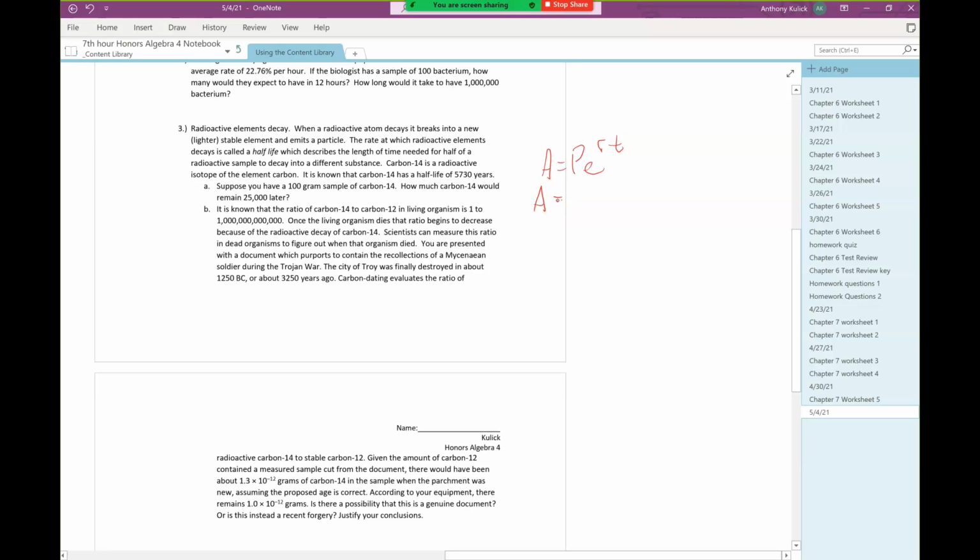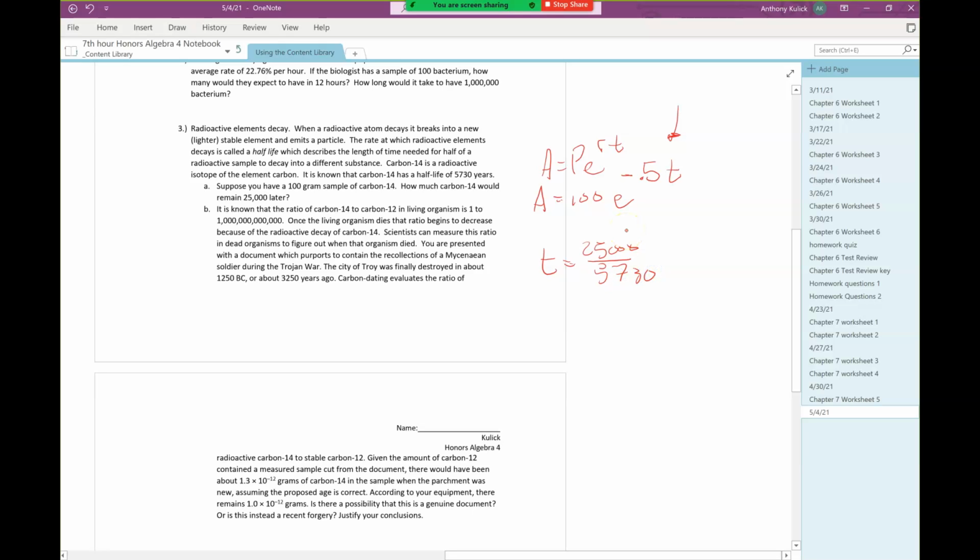So my initial amount is 100. That's the grams of carbon-14 I have. My value for R, because we're talking about a half-life, is negative 0.5. Since it's decay, the decay values are less than 1 or less than 0. So that's negative 0.5 t. And the way we've written this, t is going to represent the number of half-lives.